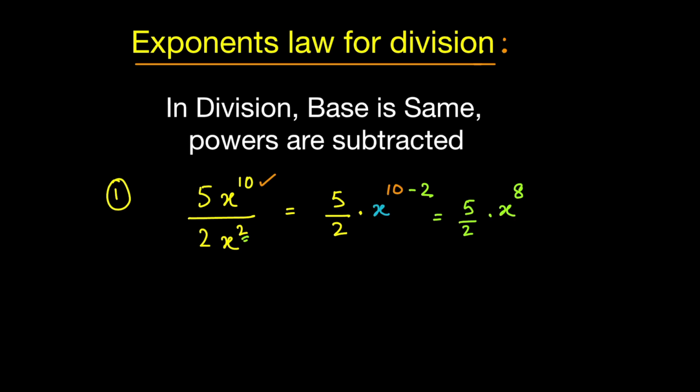So we get 5 over 2 and x to the power 10 minus 2, which is 8. Now we take another example here, x to the power 14 divided by x to the power 6. In this case, there is a division and the base is same in this variable, so we subtract the powers. So we write 14 minus 6, which gives x to the power 8.